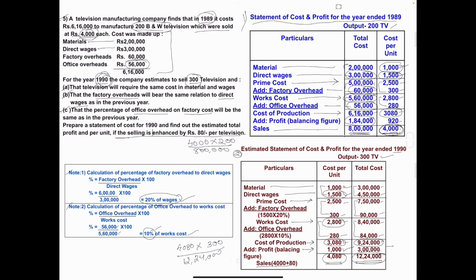So this is the cost sheet for the year 1989 and cost sheet for the year 1990. Hope you got the solution. In my next video, I will explain the job costing method. Okay. Thank you, friends.